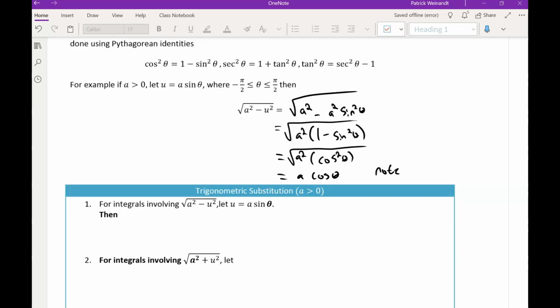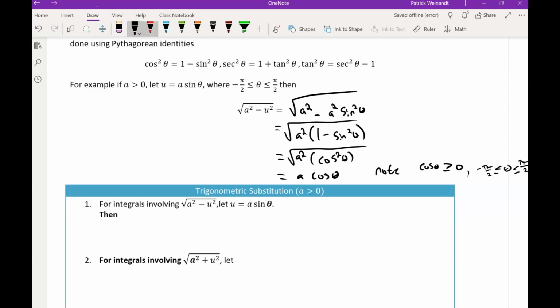We need a note here for the value of theta: we have to keep in mind that we're working with cosine, so cosine of theta is greater than or equal to 0 on the interval negative pi over 2 to pi over 2. We'll go back to how we found this value for u in a little bit, but in these problems you're going to have something like dx over this, for instance, and then you can substitute.